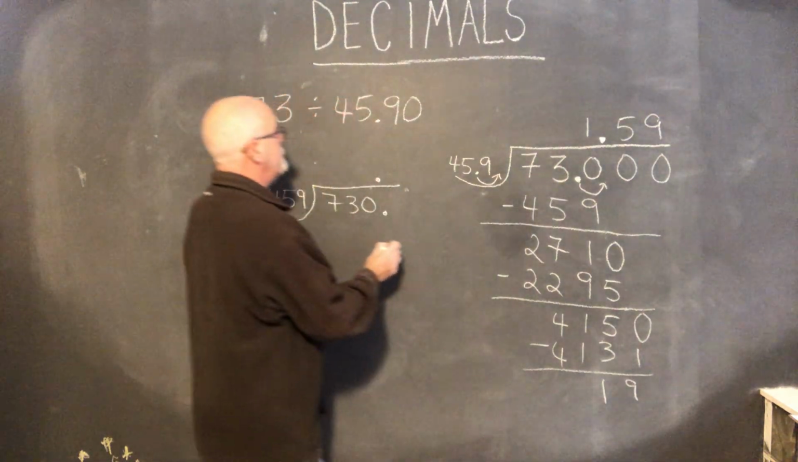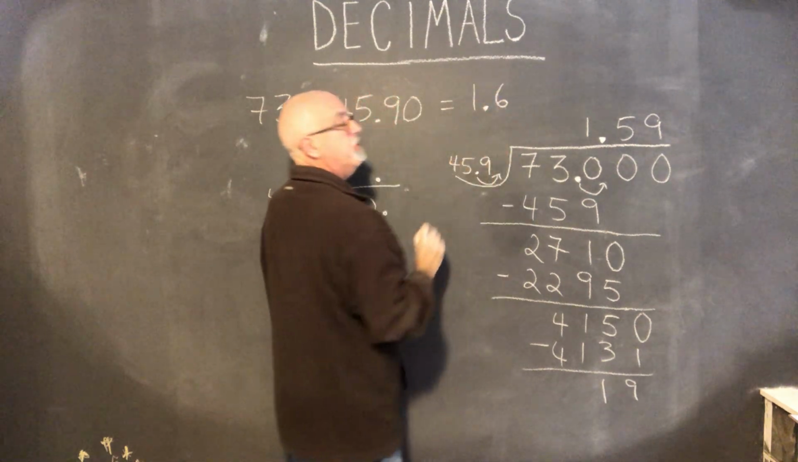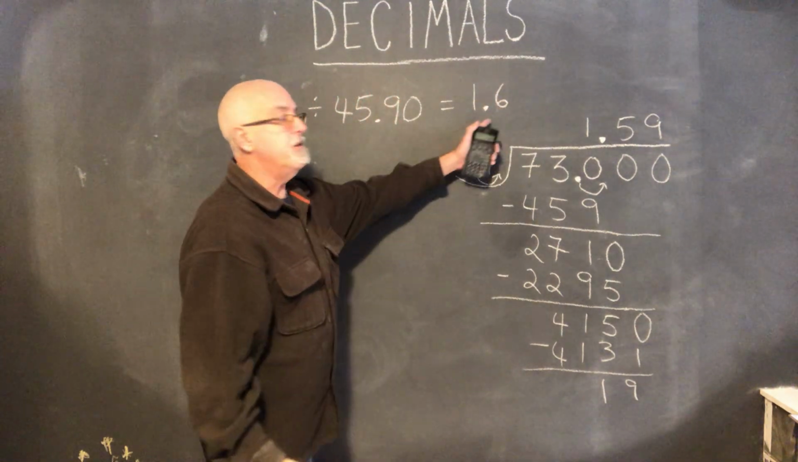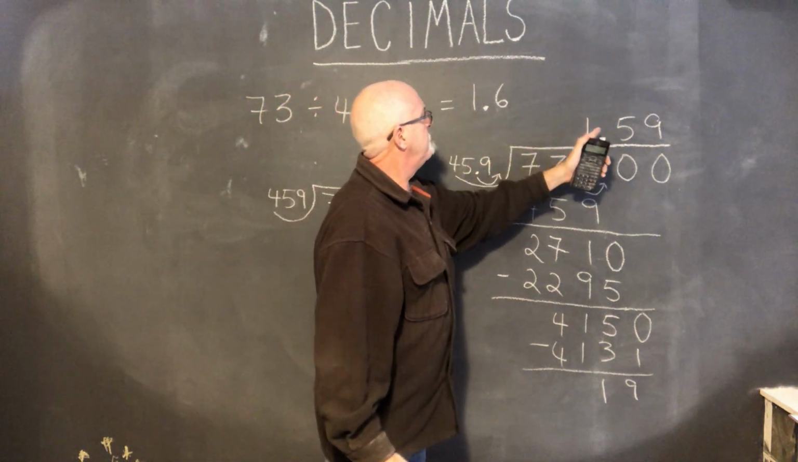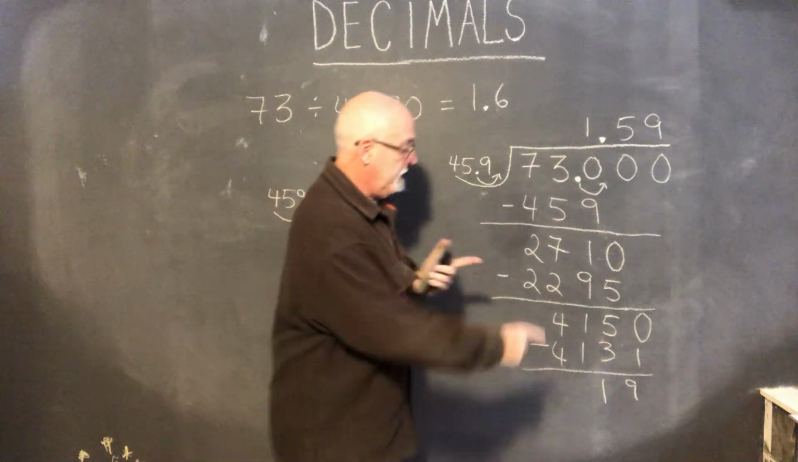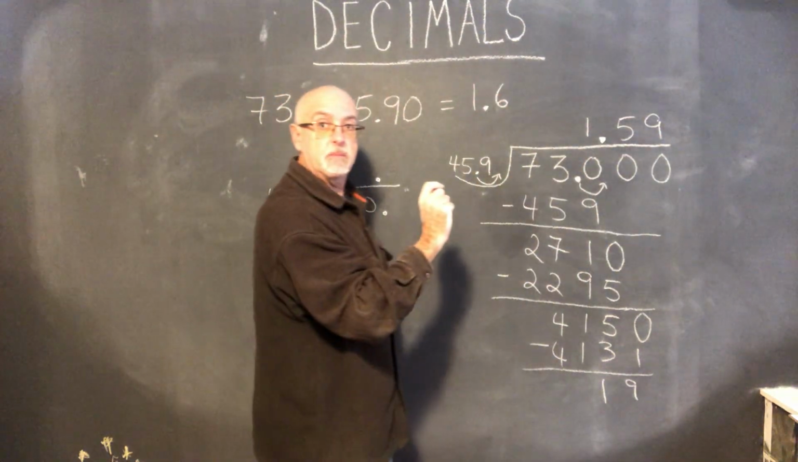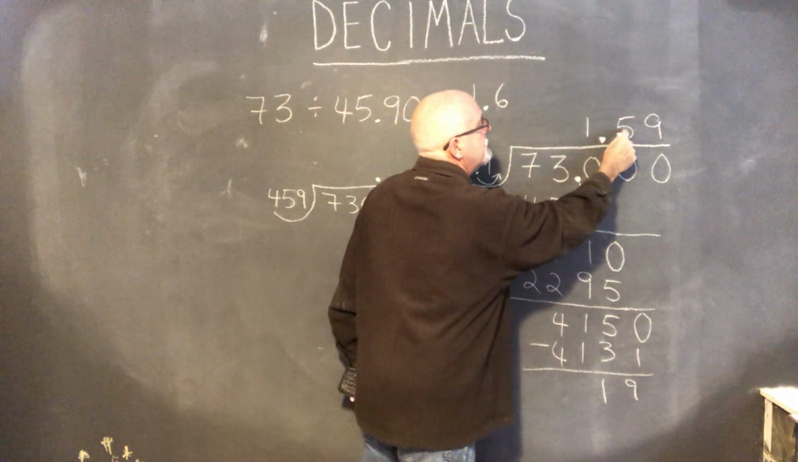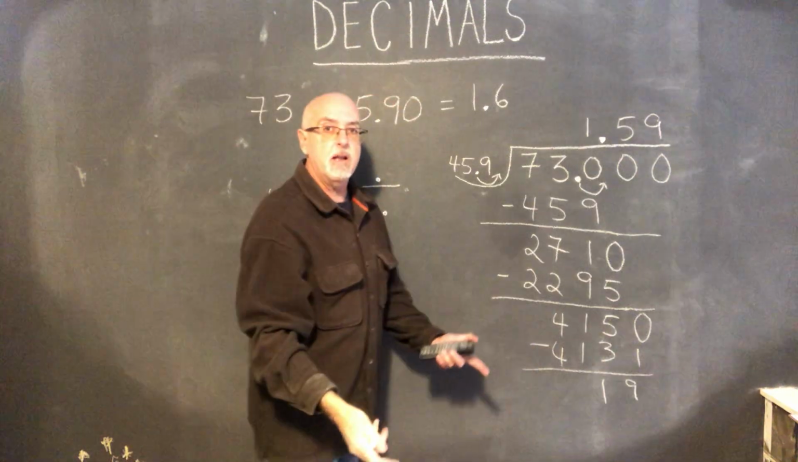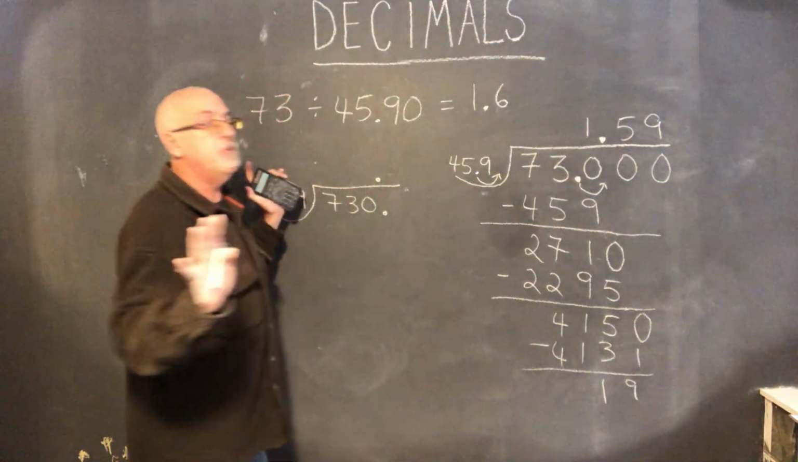Because I can say my answer is 1.6 if I round to the nearest tenth. If I'm rounding to the nearest hundredth, I would have to keep going because I don't know what comes after the 9 yet. But since I'm rounding to the nearest tenth, once I showed the tenth was a 5 and the number after it was a 9, that means I know the 5 is going to be bumped up to a 6. I round to 1.6, I have my answer.